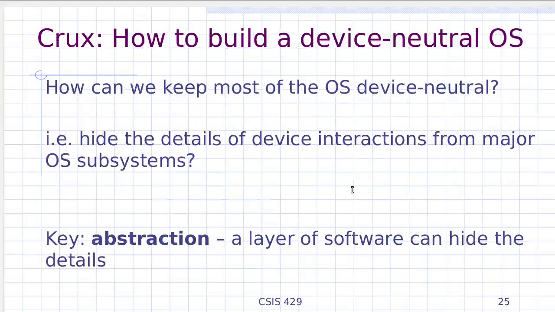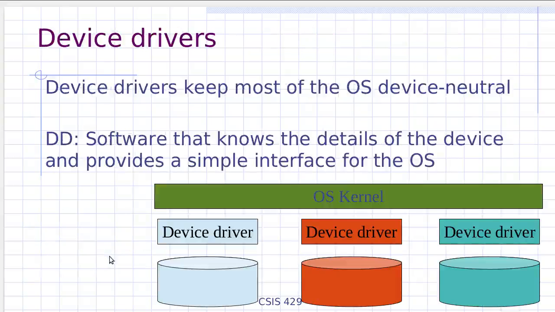And so the crux of the problem now becomes how to build this device-neutral operating system. The operating system basically shouldn't care so much what the details of the hardware are. And we want to hide these details of the device interactions from the more important parts of the operating system kernel. Here the key abstraction is a layer of software that can hide all of these details, and that's done with device drivers and file systems. So device drivers keep a lot of the operating system device neutral.